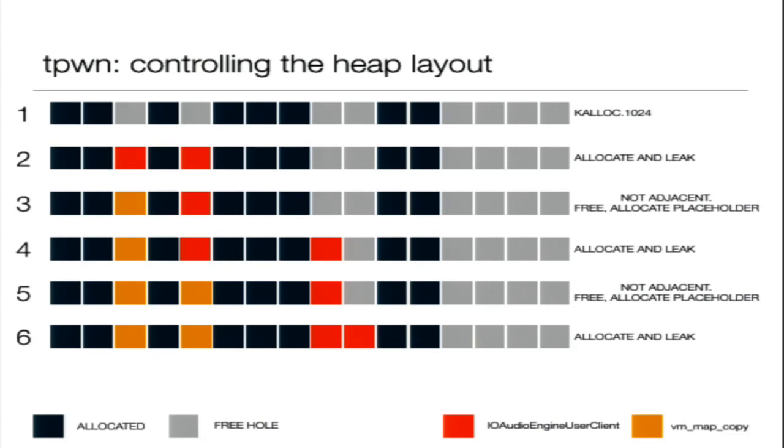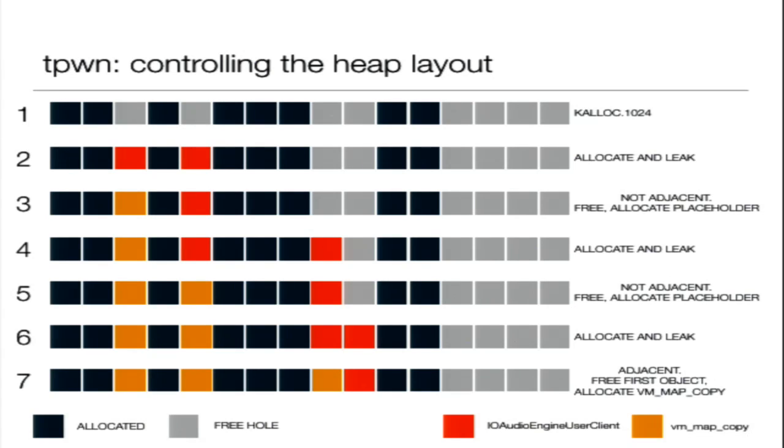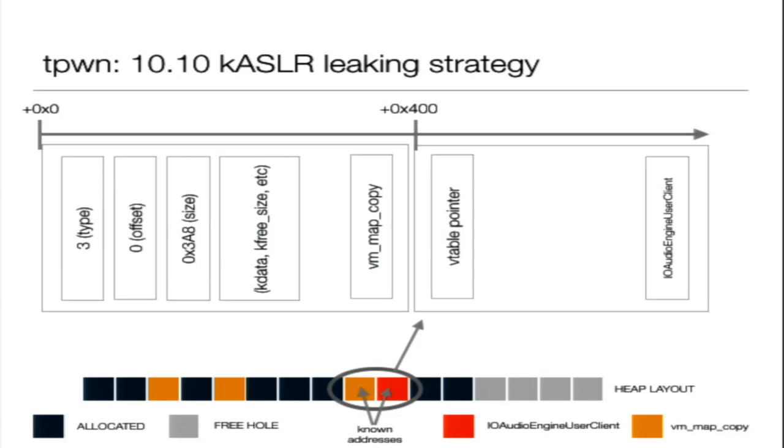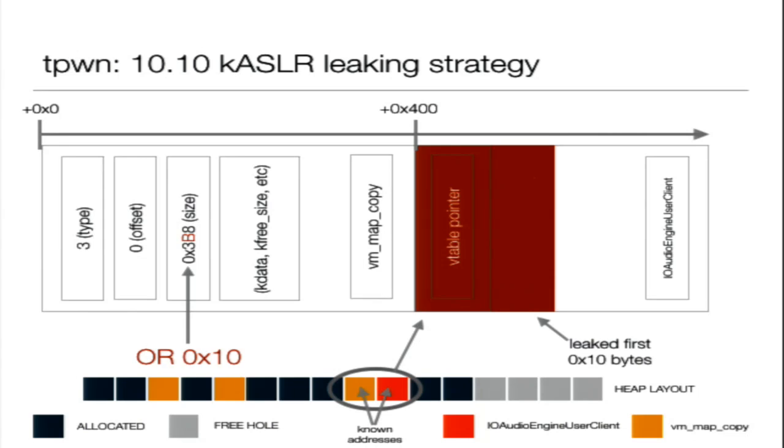These two objects are adjacent, so we can just free the first one, allocate a vm_map_copy in, and then we have this memory layout. And we know the pointers to both these structures. So we use our memory corruption primitive to do this, essentially. And once we do this, we can read past heap boundaries and have read access to the vtable pointer of a C++ object, which points to the kernel data. And kernel data is leaked by the KASLR slide. And by just doing a subtraction, you can find the ASLR random value.